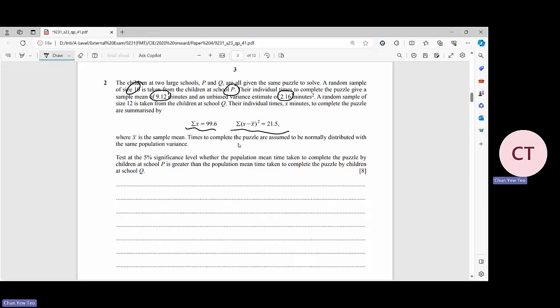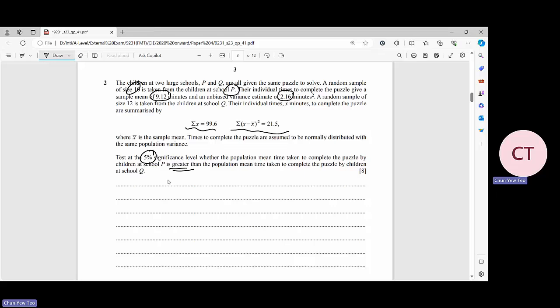Where the bar x is the sample mean. Times to complete the puzzle are assumed to be normally distributed with the same population variance. Test at 5% significance level whether the population mean time taken to complete the puzzle by children at school P is greater than the population mean time taken to complete the puzzle by children at school Q.